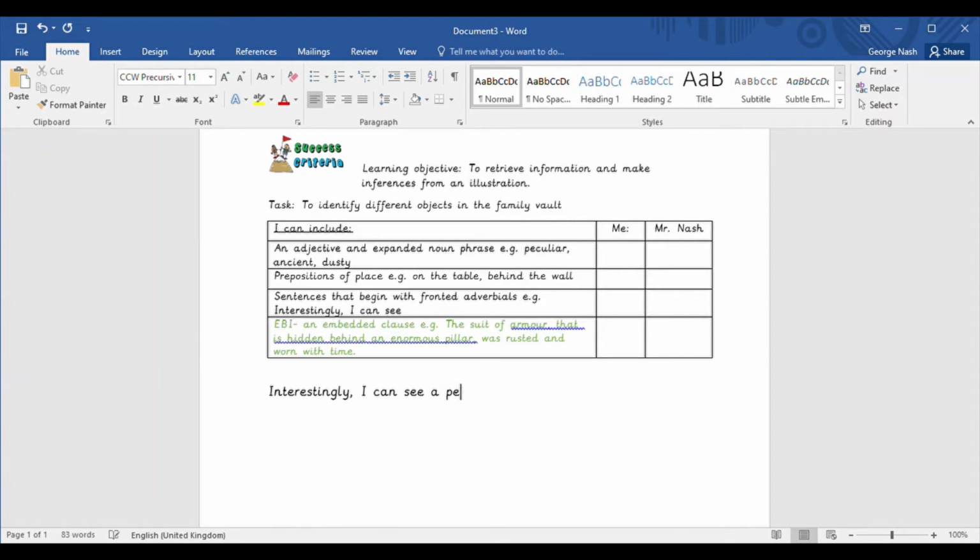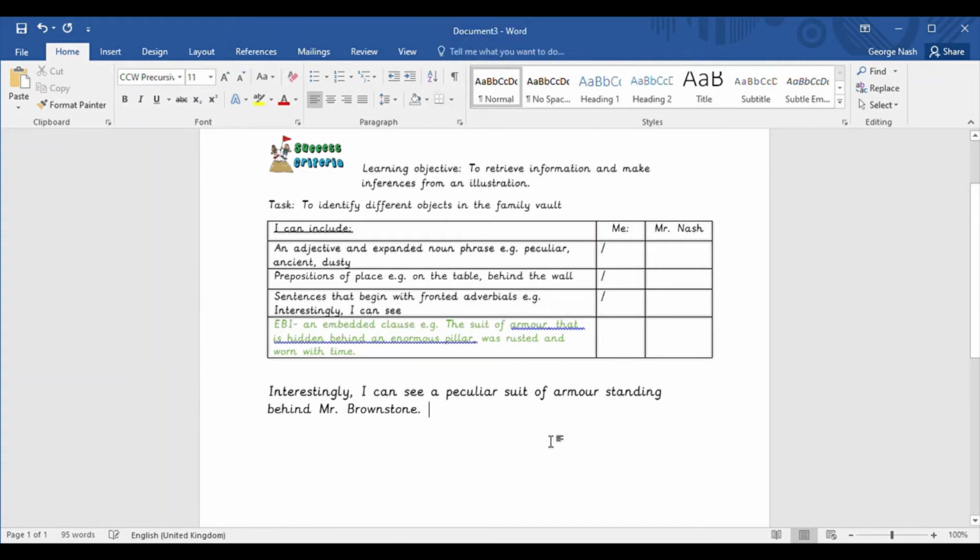I can see a peculiar suit of armour. Is it hidden behind Mr. Brownstone? I better look at my picture. It's standing, I think. Standing behind Mr. Brownstone. I've spelled standing wrong, haven't I? Thank you, Microsoft Word. Standing behind Mr. Brownstone. So, what have I included so far? I've included a fronted adverbial. Have I included any adjectives? Yep, I've used one. Have I included a preposition? Yes, I have. Okay, so I've got 3 of them done.